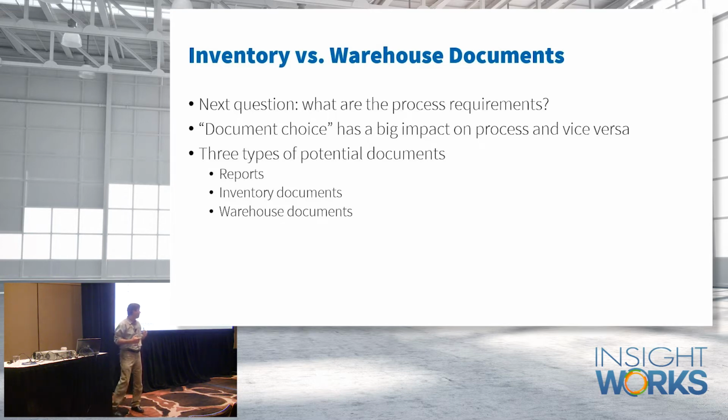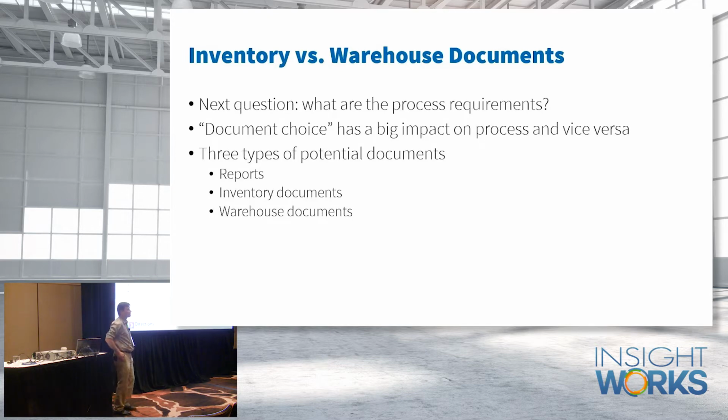The first one is just a report. Anybody know an example of that? Pick instruction. That's a perfect example. I like you. All right, so pick instruction off the sales order is good. It's just a report. It prints what's on the sales lines, and that's what you do. And there's a bunch of those, right? And you can run your warehouse on them.